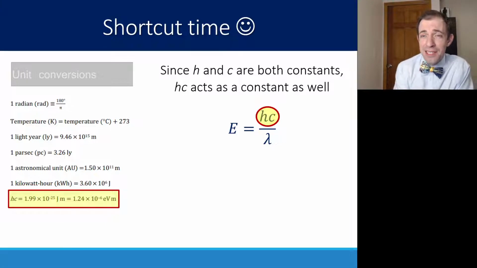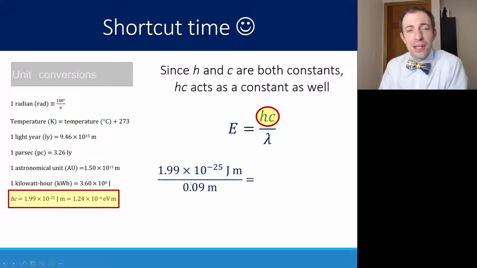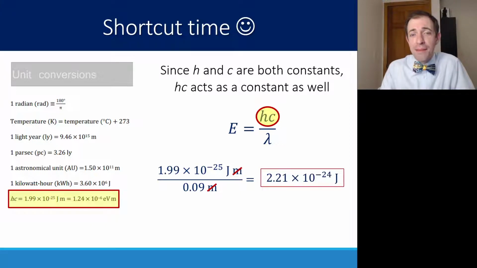If you took that 6.63 times 10 to the negative 34th and multiply it by 3 times 10 to the 8th, you will get 1.99 times 10 to the negative 25th joule meters. It's also given to you in electron volt meters. And that can be a nice shortcut because if I took this and use that first example, 1.99 times 10 to the negative 25th joule meters, and divide that by the wavelength that we used in the last problem, 0.09 meters, the meters cross off, and I'm left with joules, 2.21 times 10 to the negative 24th joules.